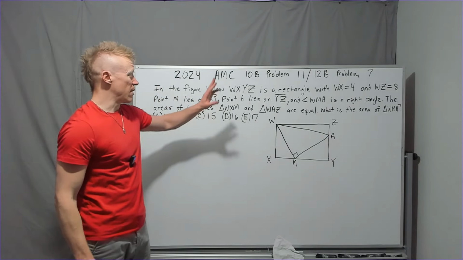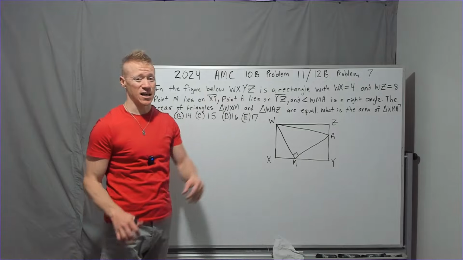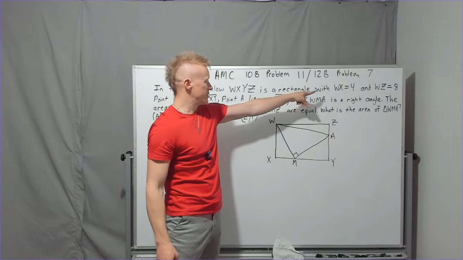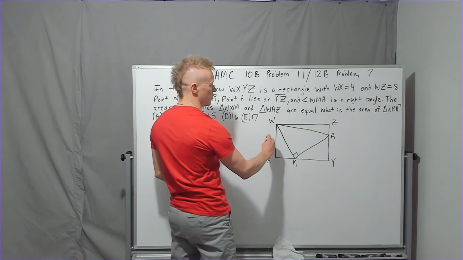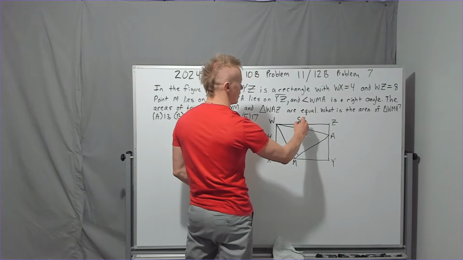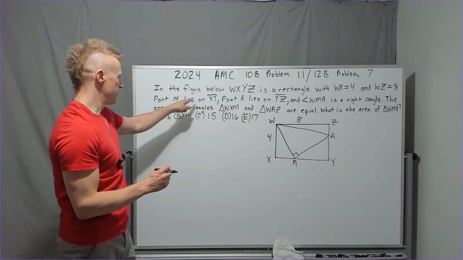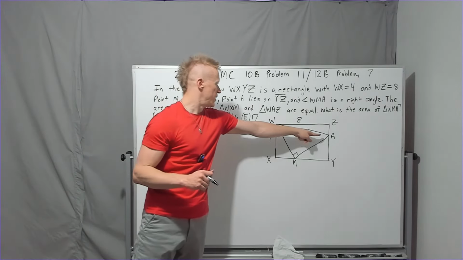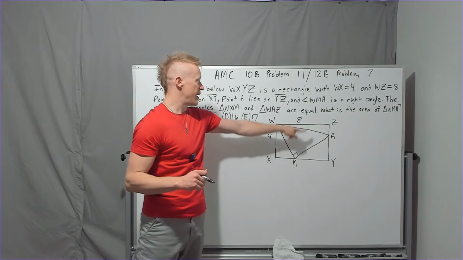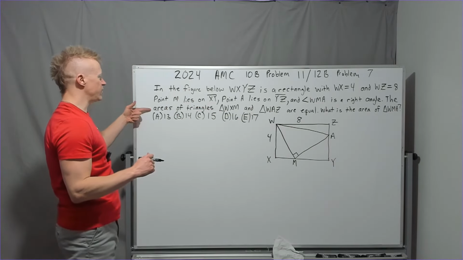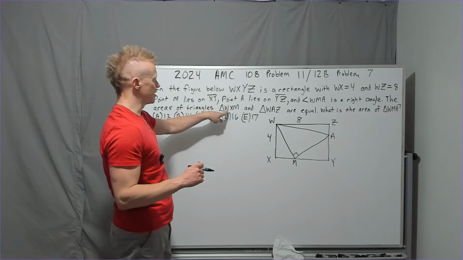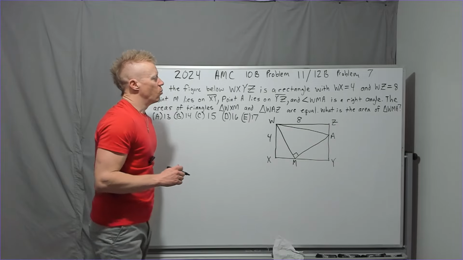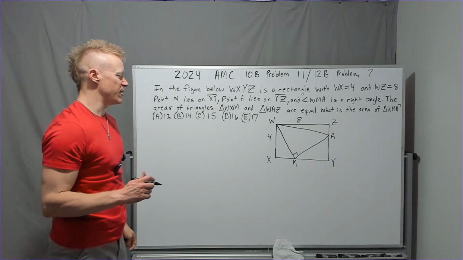Okay, and so now for problem number 11 on the 10B, which was 7 on the 12B. In the figure below, WXYZ is a rectangle with WX equal to 4, not labeled, WZ equal to 8. Go ahead and label it. Point M lies on XY. Identify it as you're reading. Point A lies on YZ, and angle WMA is the right angle. Those are all marked for you. The areas of triangles WXM, this one, and WAZ, this one, are equal. What is the area of triangle WMA?